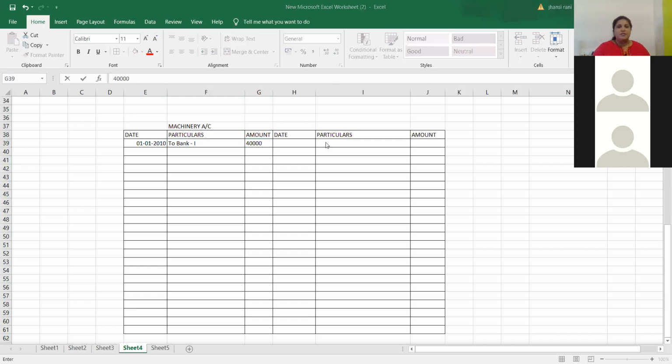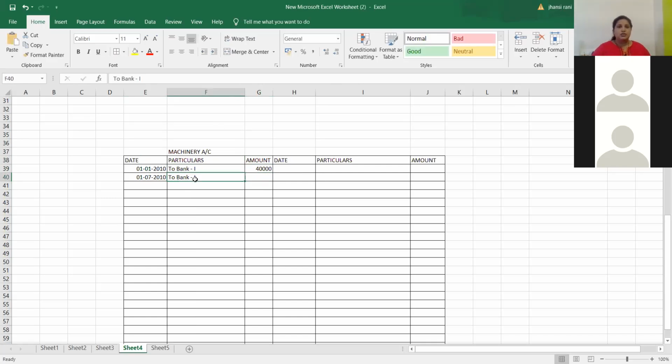Now, in the same year, another machine is also purchased, that is on 1st July. So on 1st July 2010, there is another machine. Again the same entry, machinery account debit to bank account. So to bank, and as it is the second machine, I'll write number 2 for my understanding. The value of that machine is 20,000.